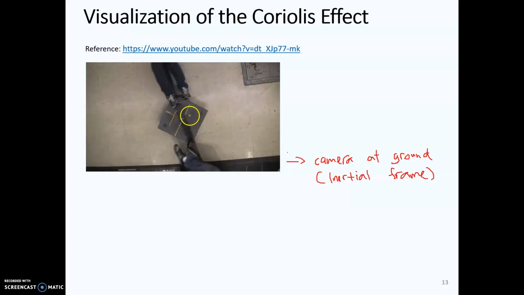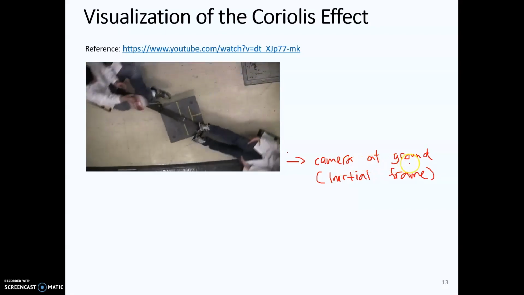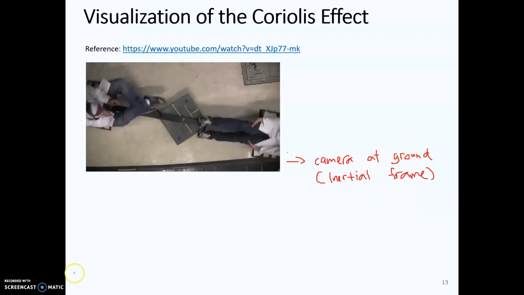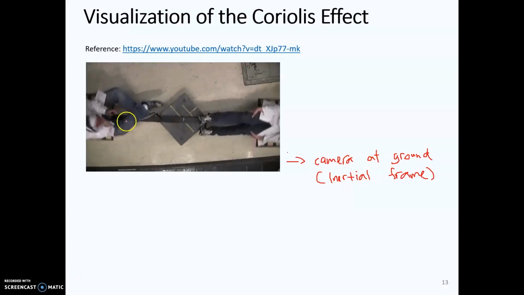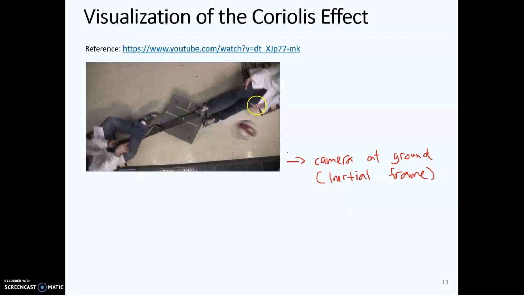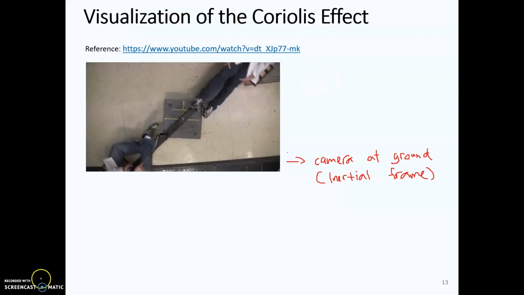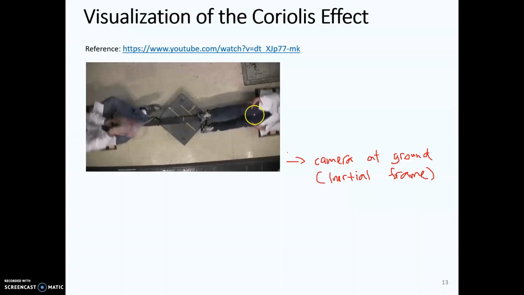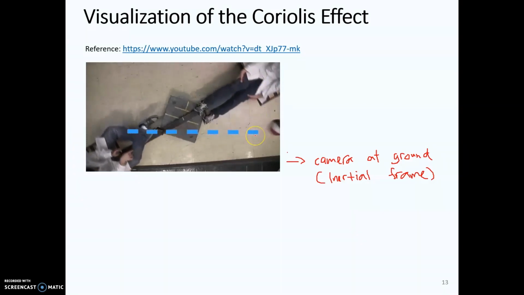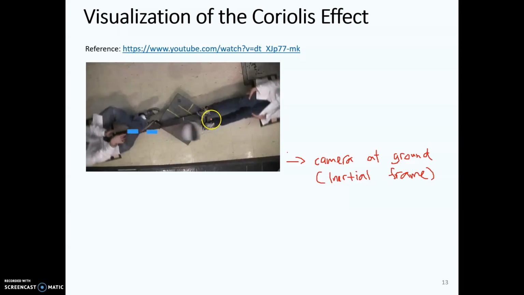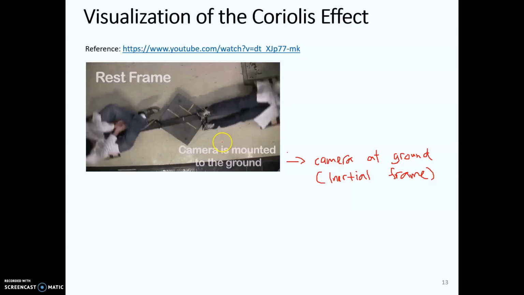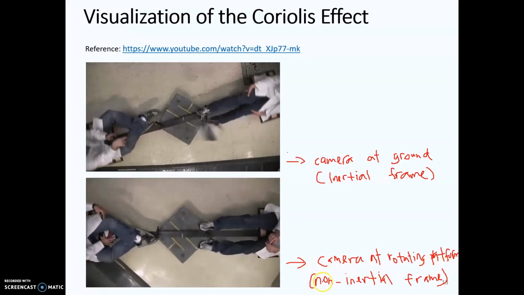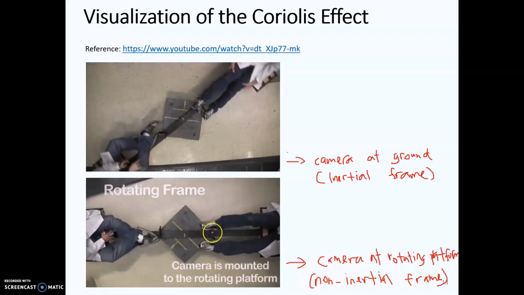Let's look at this video. The camera is fixed on the ground, which is an inertial frame, because it's not moving. You can see there are two guys sitting on the rotating platform and throwing the ball to each other. They try to throw the ball in a straight line. However, the partner cannot catch the ball easily. So why does this happen? Let's try to mount the camera on the rotating frame, which is the non-inertial frame, and see what happens.